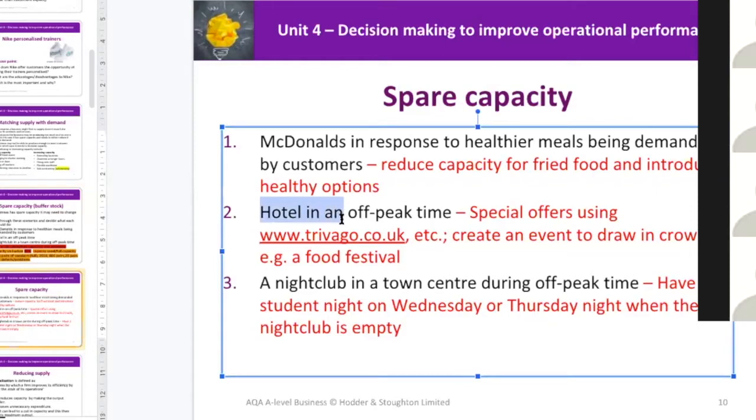You know, like in a hotel, you have peak time, you also have off-peak time. Sometimes during off-peak, there are not many bookings, not many people staying. So you might want to use your spare capacity by offering some special discount. So your spare room will be used during off-peak time. For example, your occupancy is only 40% during low season. What's your spare capacity now?